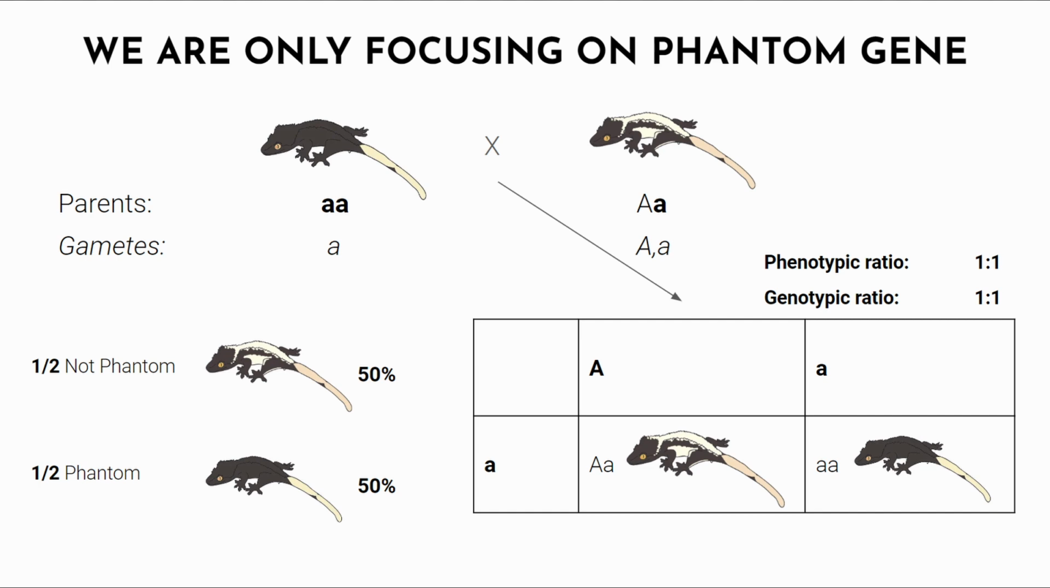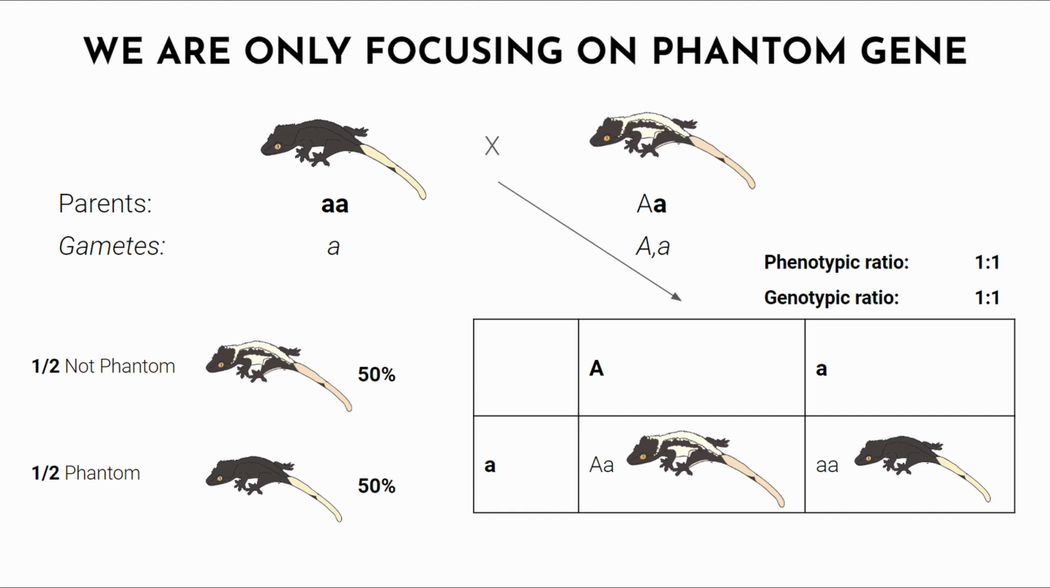Now, this pairing visually might look like the same pairing that we said before. However, the non-phantom parent from the last pairing was a homozygous dominant, which means that it had no copies of the phantom gene. And the parent from this pairing is a heterozygous, which means that it is carrying a copy of the phantom gene. So this pairing can produce phantoms, while the other one can only produce heterozygous phantoms.